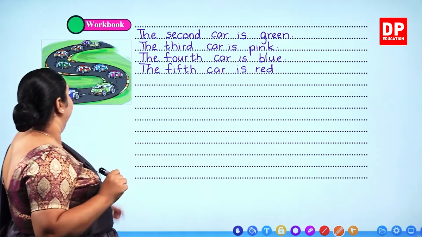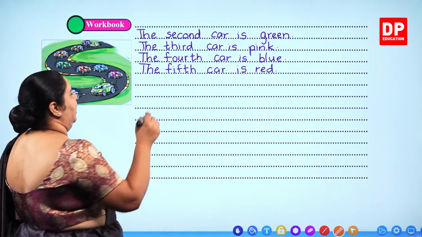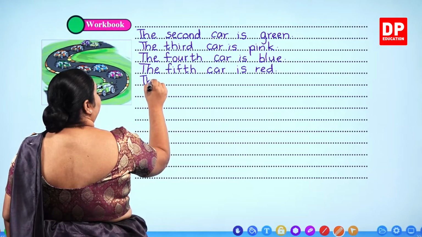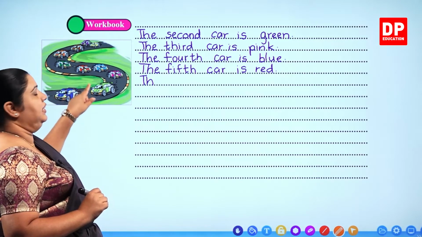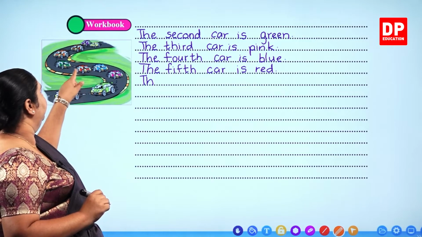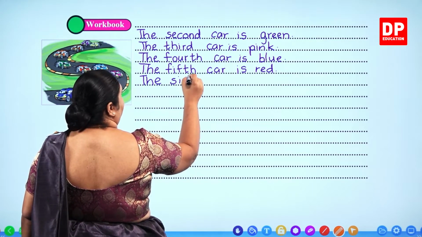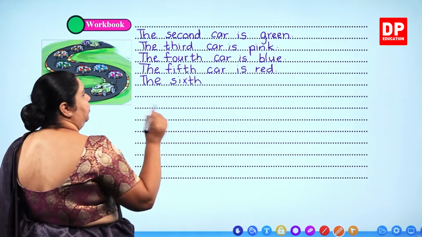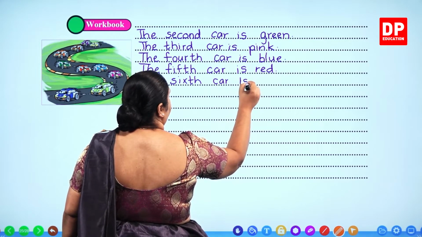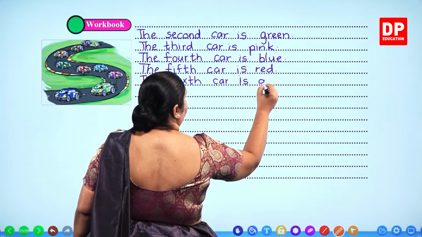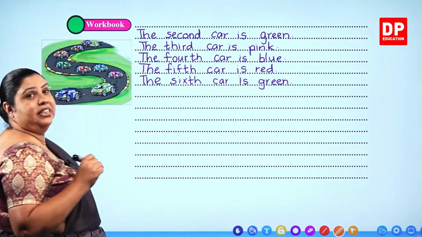Right. Next one. What is the color of the next car? Once again, it's green color, a dark green color. It is the sixth one. 1, 2, 3, 4, 5, 6. First, second, third, fourth, fifth, and sixth. The sixth car. Now, if you know the spellings, you can write it easily. The sixth car is green. Right. Okay.